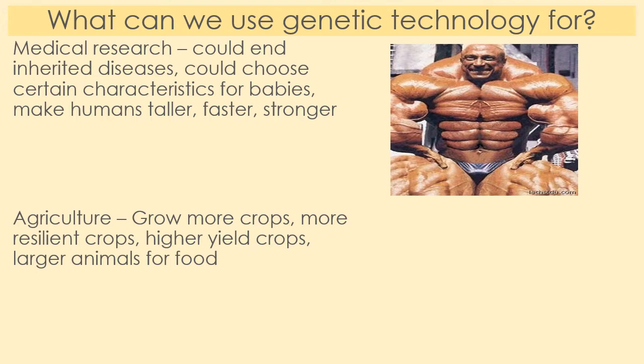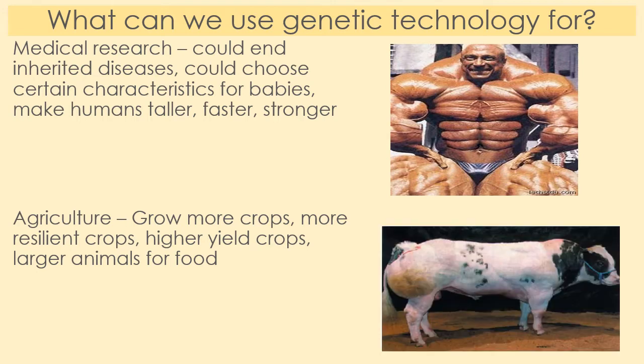We can get crops that produce a higher yield. By yield, I mean the amount of food they produce. We can also get larger animals for food. We can get animals growing faster. So this is a cow here. It's been given a gene that increases its muscle mass, its hypertrophy gene. So it's got double the amount of mass and muscle on it. This means there's twice the amount of food on it that we can get from it. So we've got one cow, but we're getting twice the amount of food from it. Again, helping with hunger all around the world.